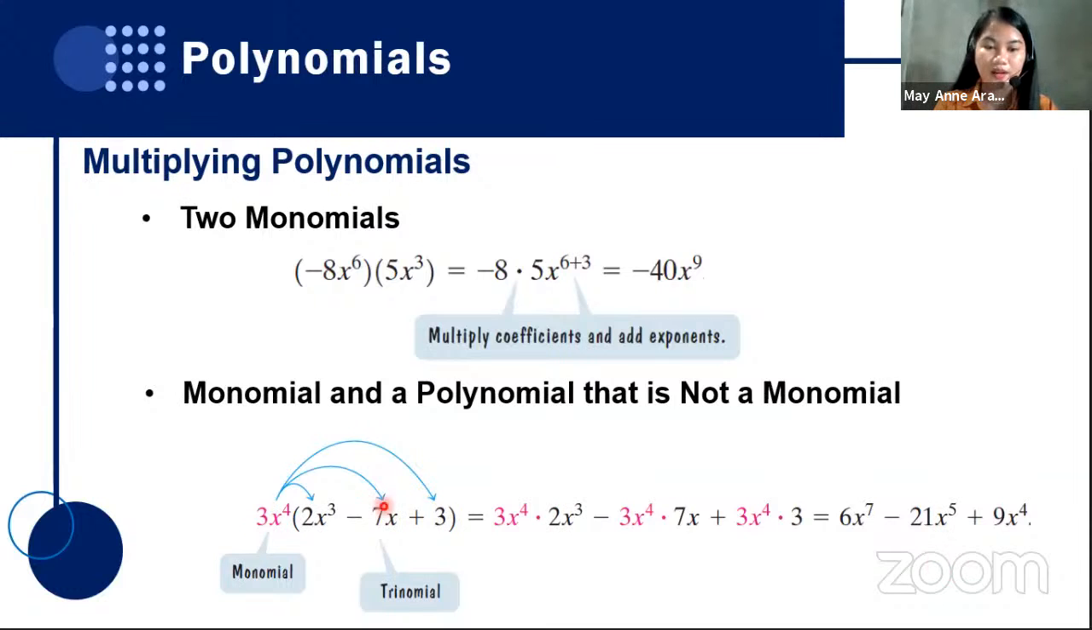Next, last na, 3 times 3 is 9, then multiply natin 3x raised to 4 times 3, is 9x raised to 4. Just copy yung variable dun. Okay? And that is how you multiply a monomial and a polynomial that is not a monomial. Just use the distributive property. And just be careful na lang sa pag-add ng mga exponents. And of course, sa sign.